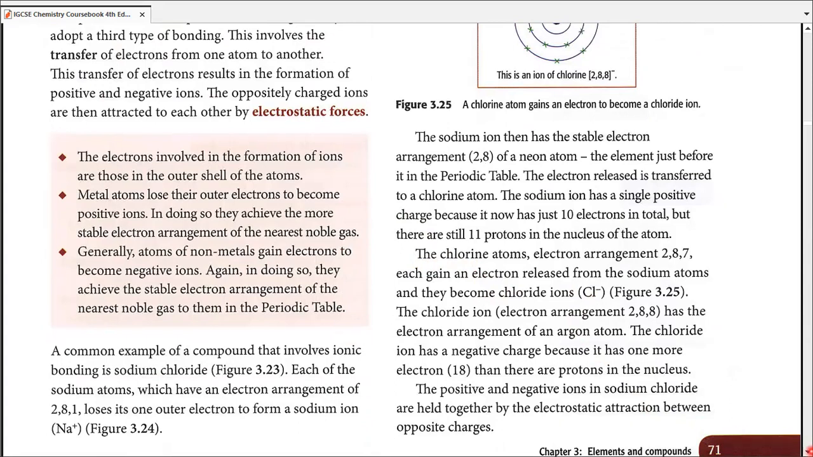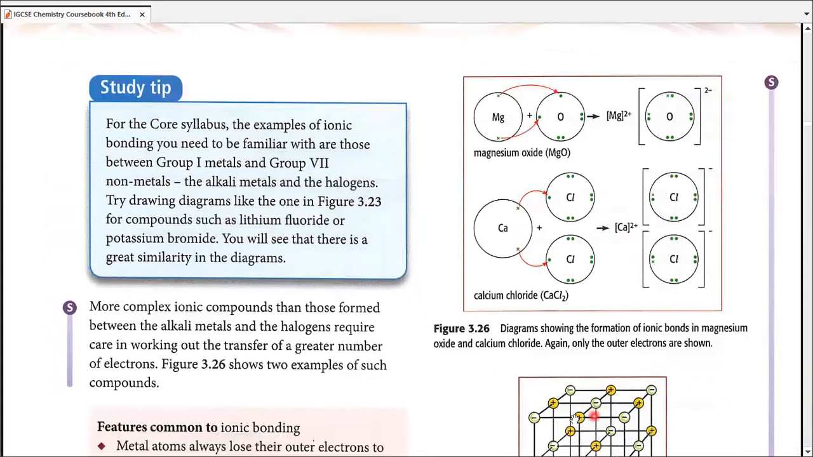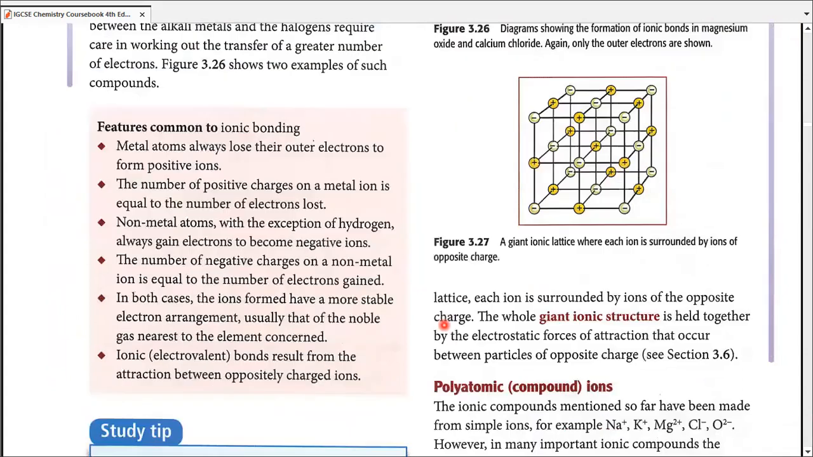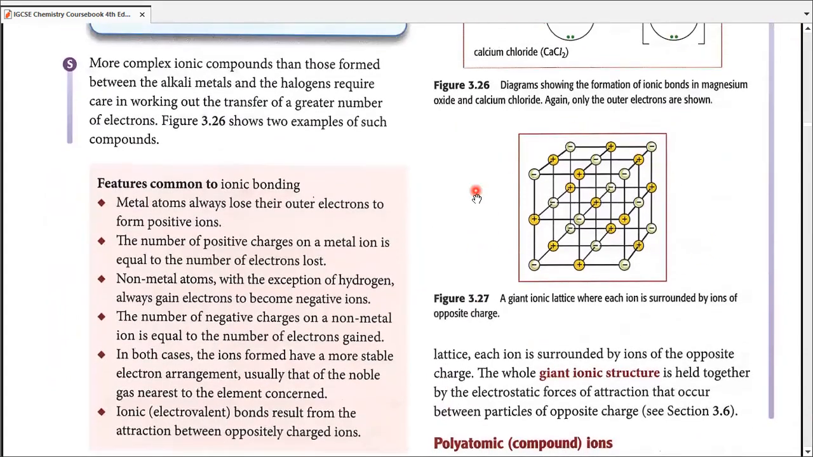Now, when these ions are formed, the positive ion and the negative ion, they are going to hold on to one another in the form of this lattice. The positive and negative charges would be surrounded by each other. We call it a giant ionic lattice. And this lattice stays in this form because they have very huge attractive forces for one another. We call these electrostatic forces of attraction.